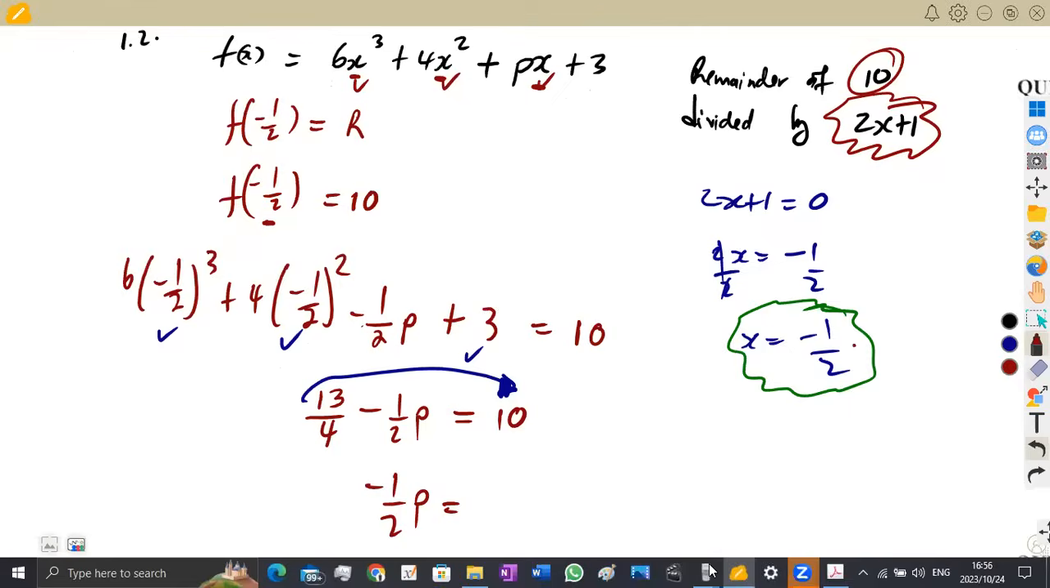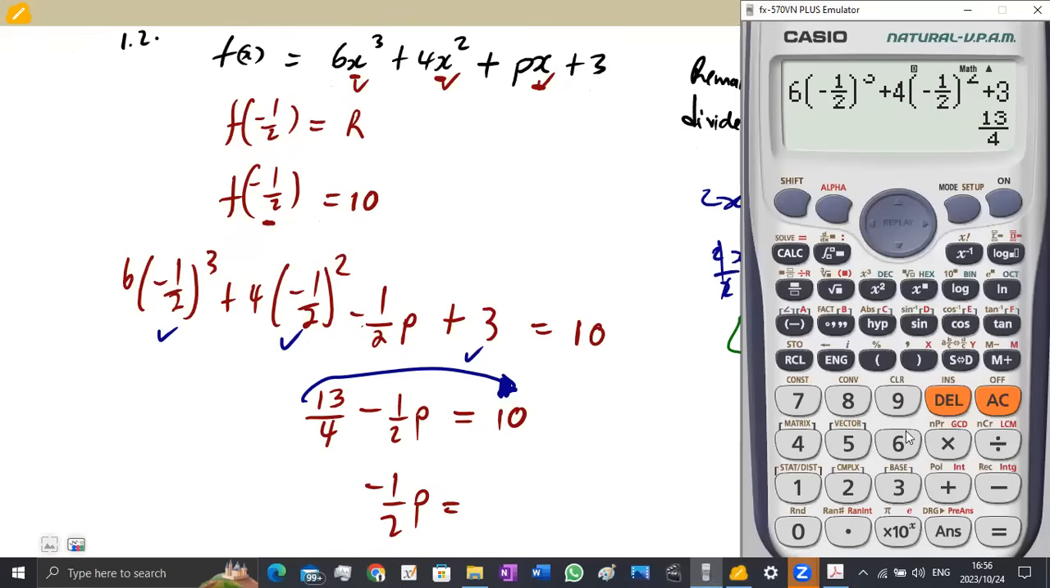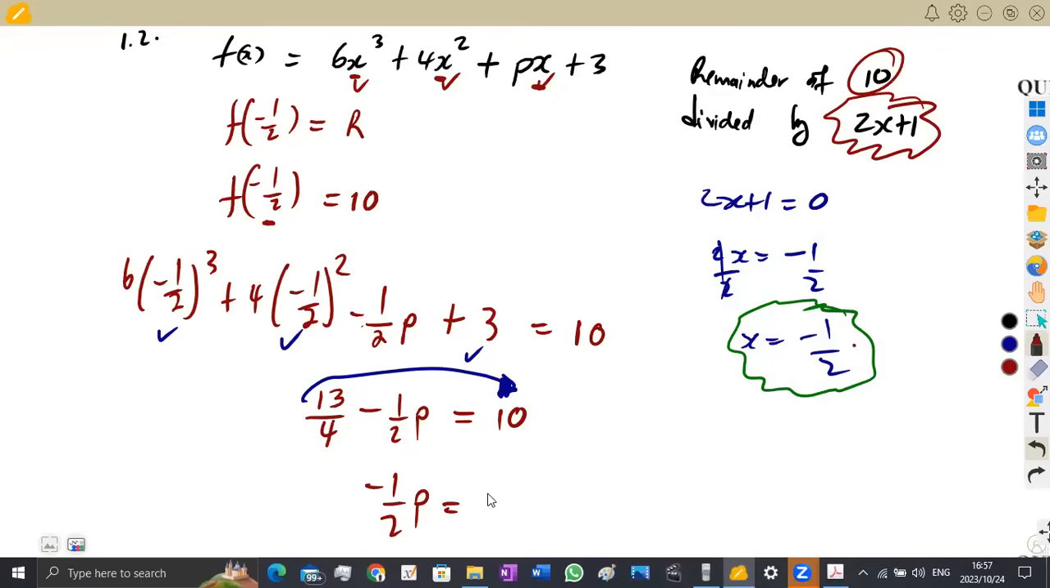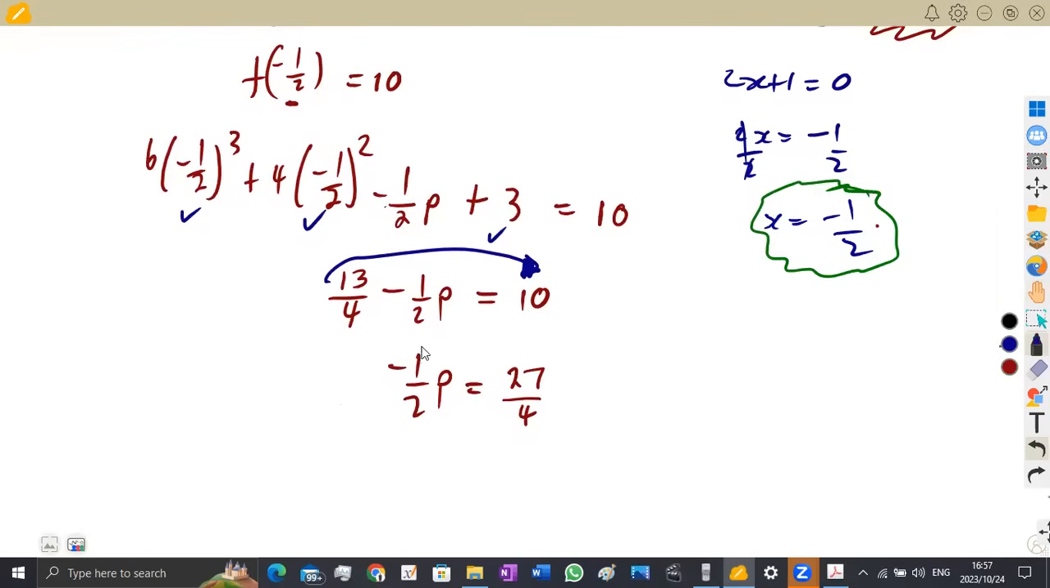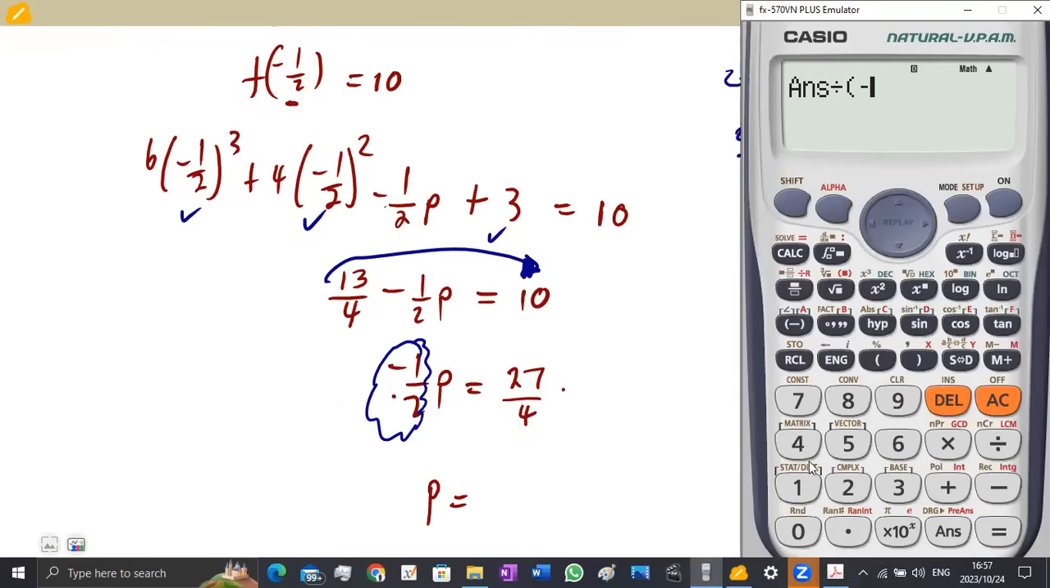So just on your calculator, simplify 10 minus 13 over 4, which is that answer that we got before. So that will be a positive 27 over 4. In order for us to have the value of p, since we are multiplying by a negative half here, we are going to divide by a negative half on both sides. So p is going to be 27 over 4 divided by negative half. That is going to give us negative 27 over 2.